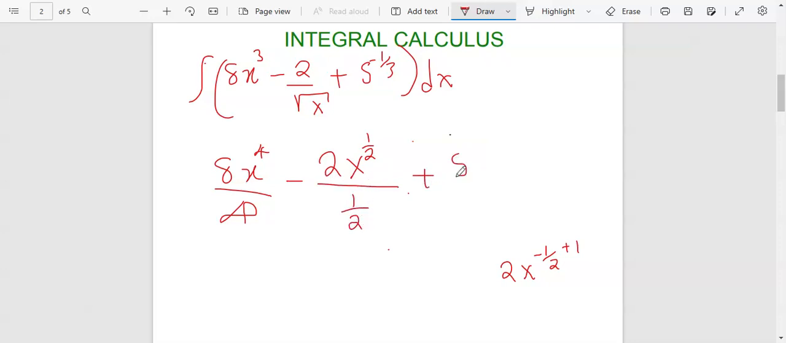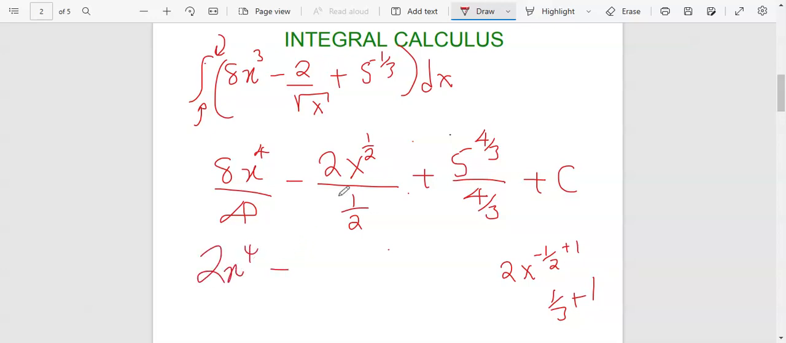Okay, and then plus 5, 1 over 3 plus 1. That is going to give us 4 over 3. And then divide by the same 4 over 3. Then add the constant c. Every time you don't see limits, this is an indefinite integral, so you always need to put a constant c. So this gives us 2x to the power 4 minus 2 divided by half. That is going to be 4, x to the power half, that is square root of x. Now 5 divided by 4 over 3, we can also say 5 times.